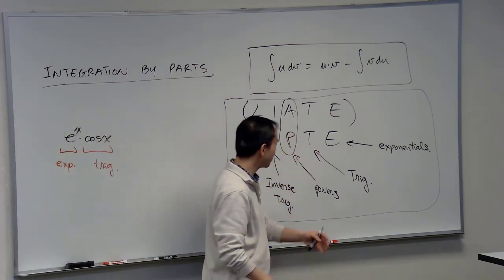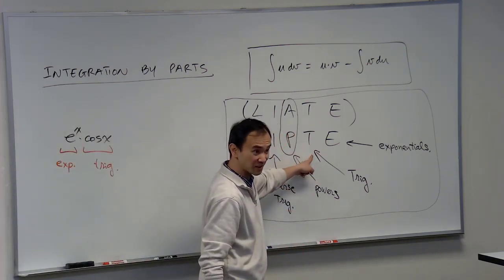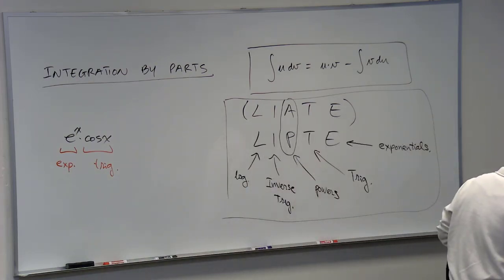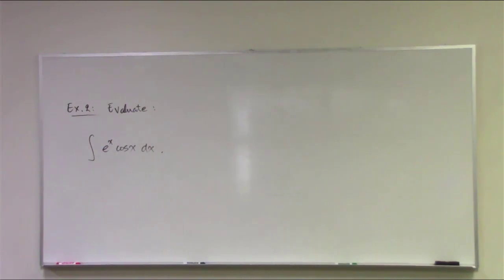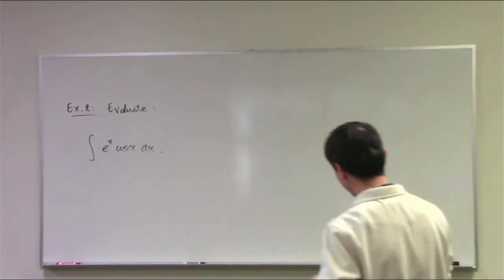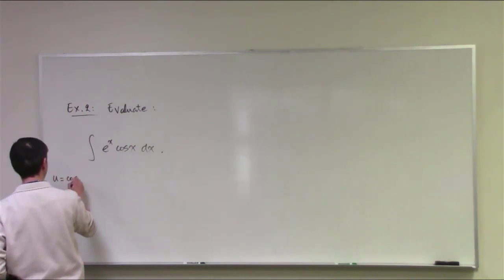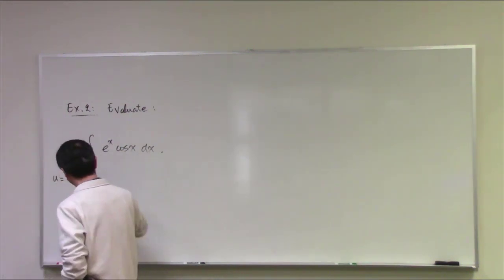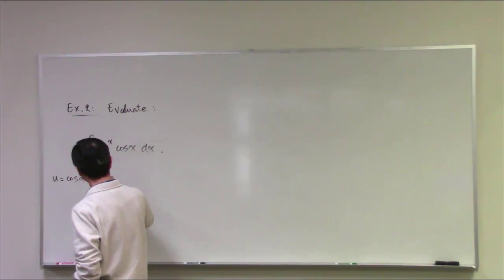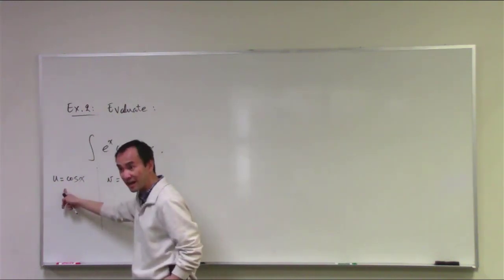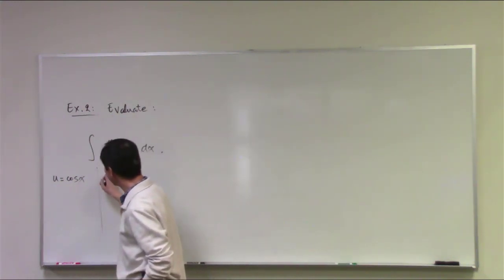Tell me which one we should choose first. We choose the trig. But that's just a suggestion, so let's go with that suggestion. We're going to go with u equals cosine of x. And then on the other hand, we have dv equals everything else aside from what we have isolated out as our u, so e to the x dx. Okay, so here's our dv actually.